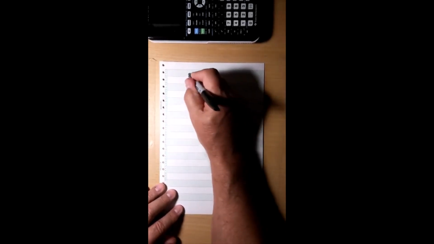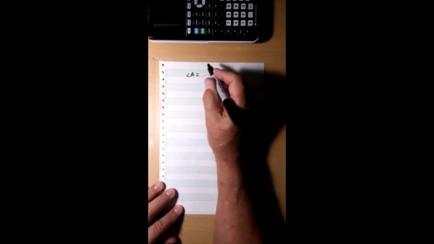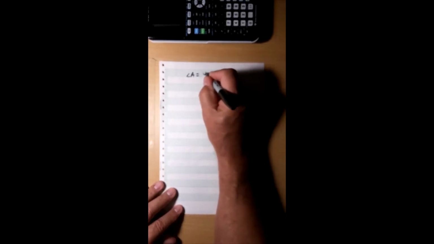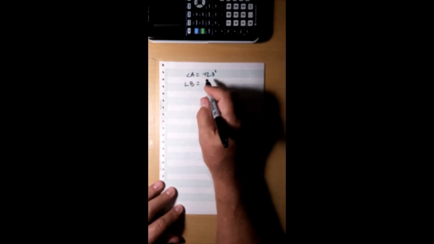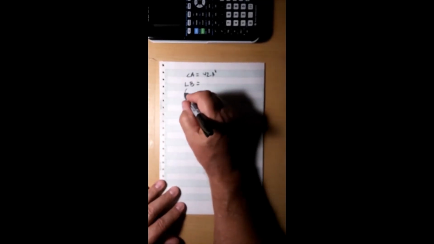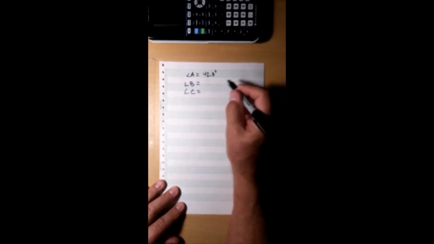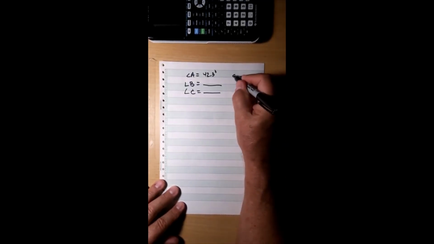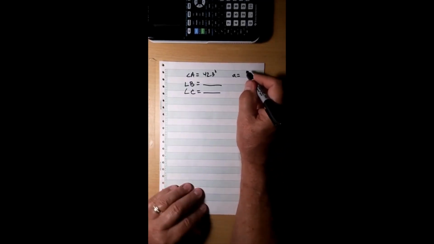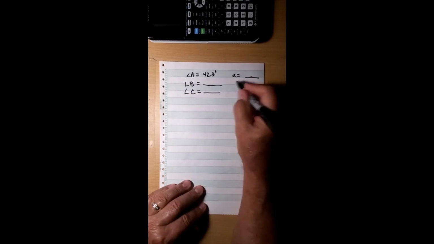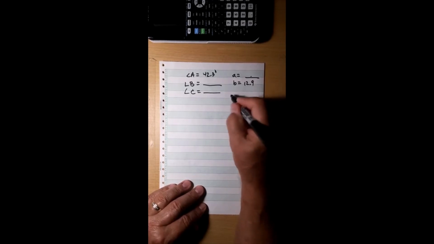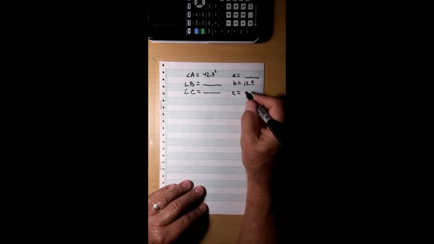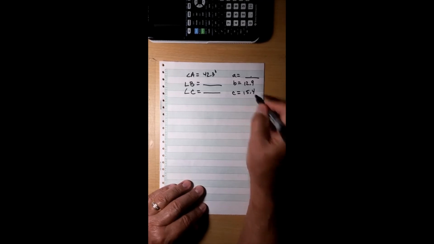Let's assume angle A is 42.3 degrees. Angle B, we don't know. Angle C, we don't know. Little a, we don't know. Little b is 12.9. And little c is 15.4.